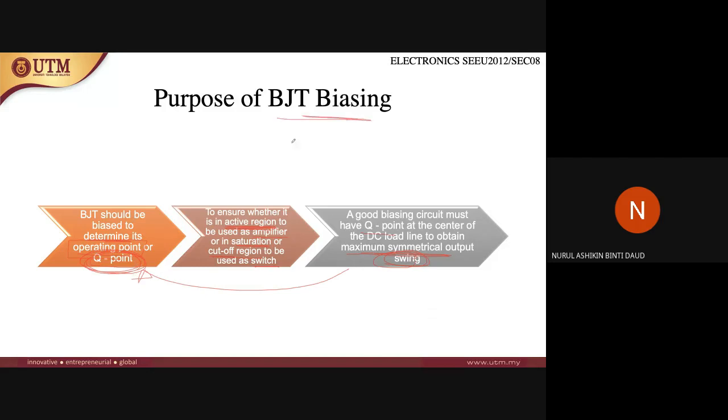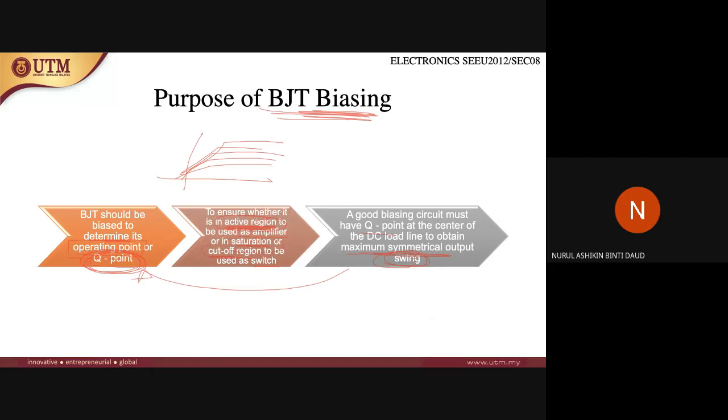You need to know the bias of the transistor for you to plot the collector characteristic, or the output characteristic, for the transistor. So to plot this graph, you need to know the biasing of this transistor. Okay, so based on this graph, you can identify whether the transistor is in the active region, in a saturation region, or in a cut-off region.